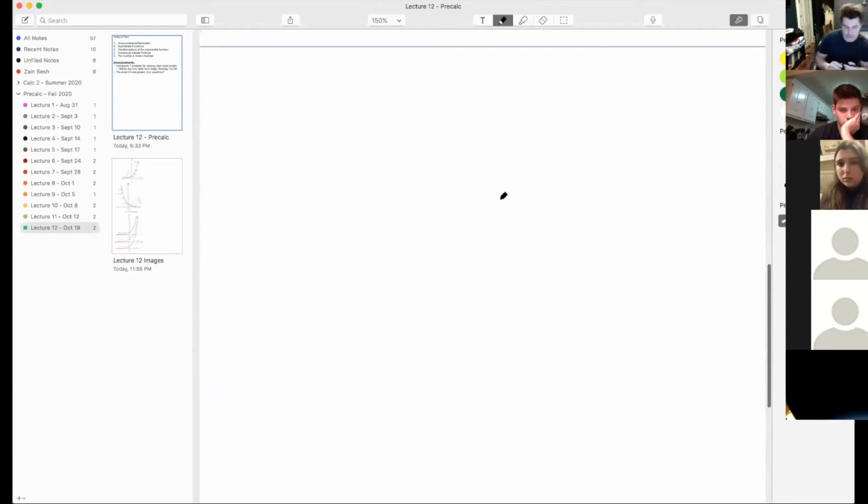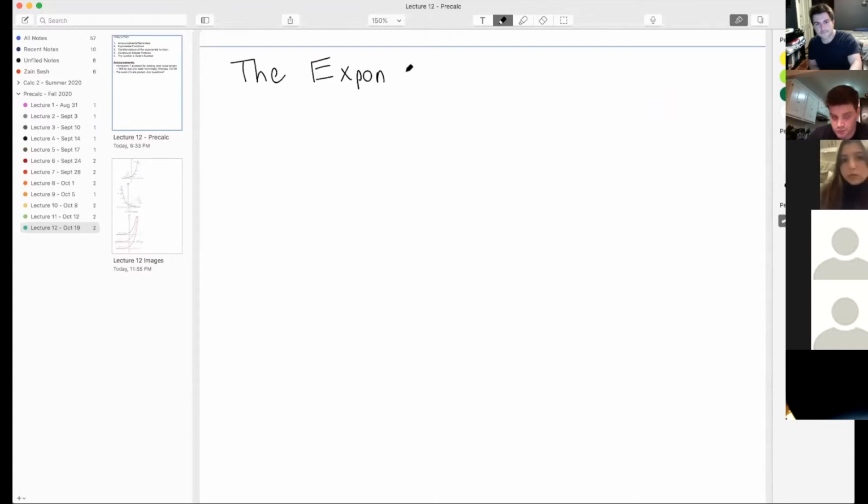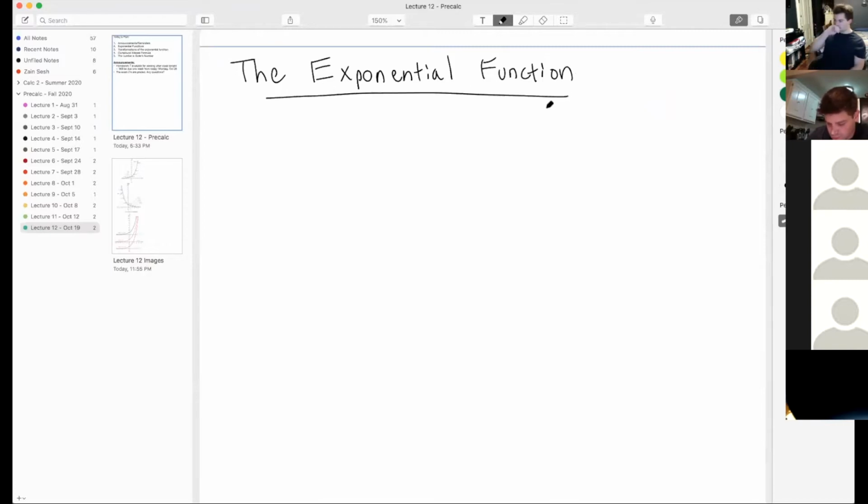All right, so we'll start off with the exponential function. We'll start off with the definition of the exponential function. Here we go.